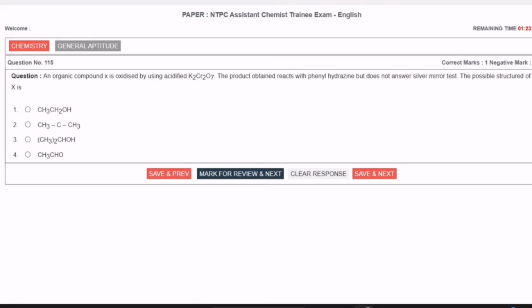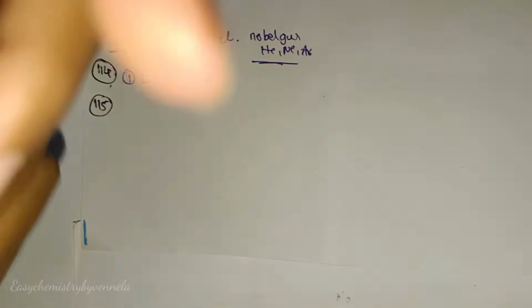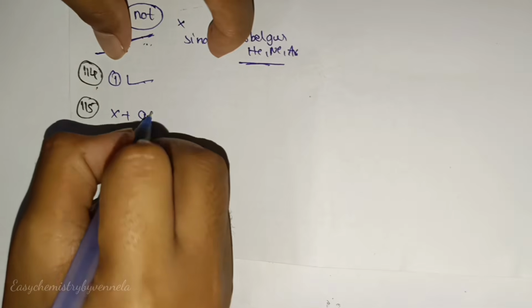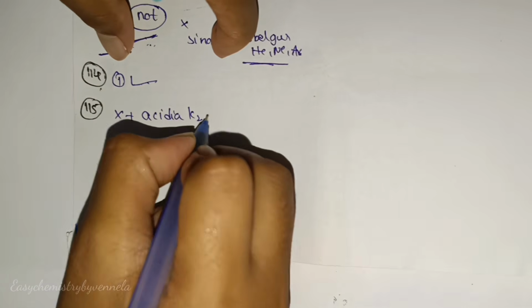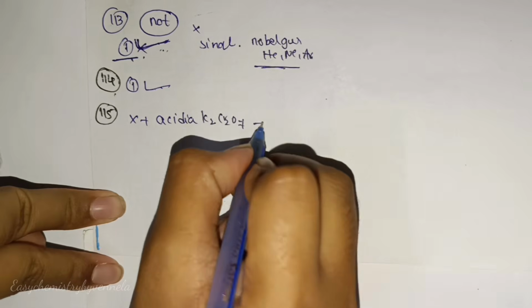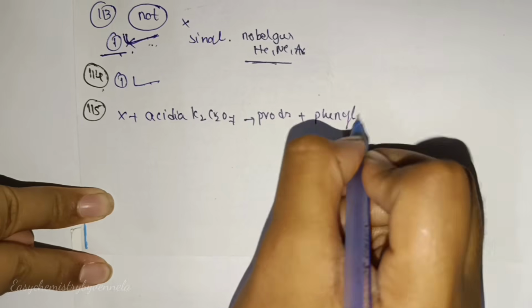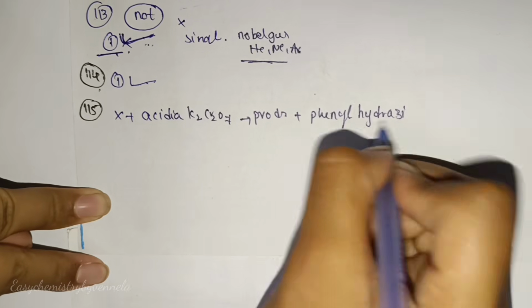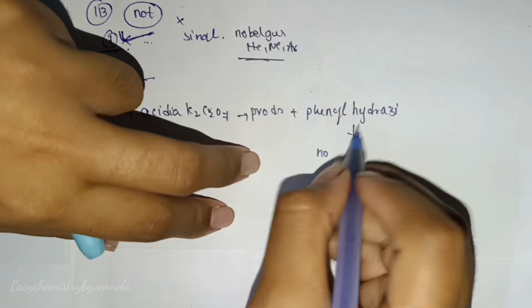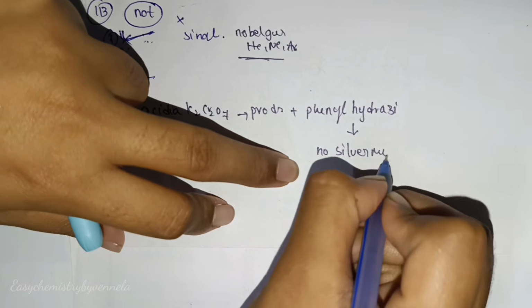Next question. An organic compound X is oxidized by using acidified K2Cr2O7. The product obtained reacts with phenylhydrazine but does not answer silver mirror test. The possible structure of X is. Here X reacts with acidified K2Cr2O7. It gives a product. That product reacts with phenylhydrazine. This does not give the silver mirror test.